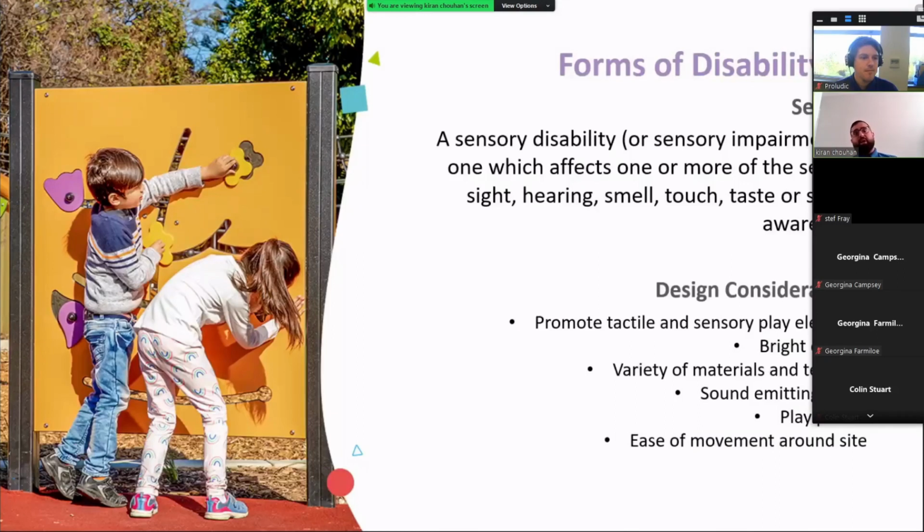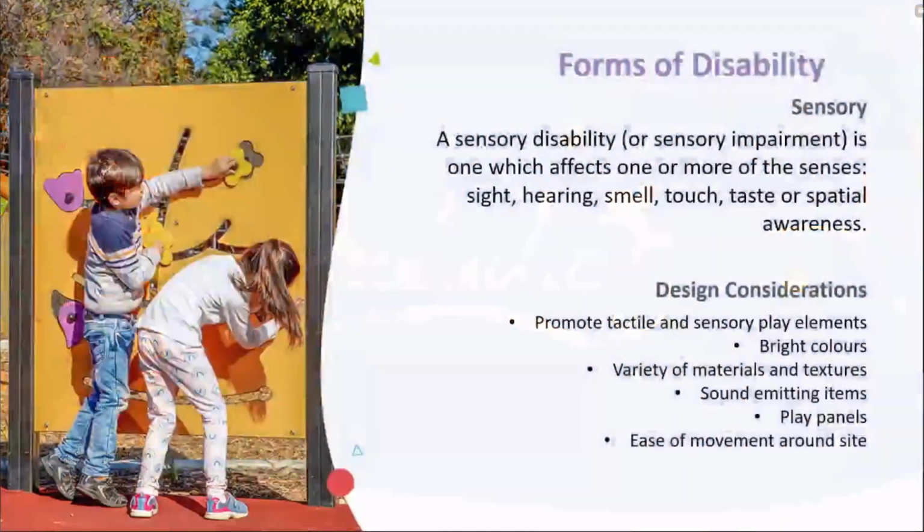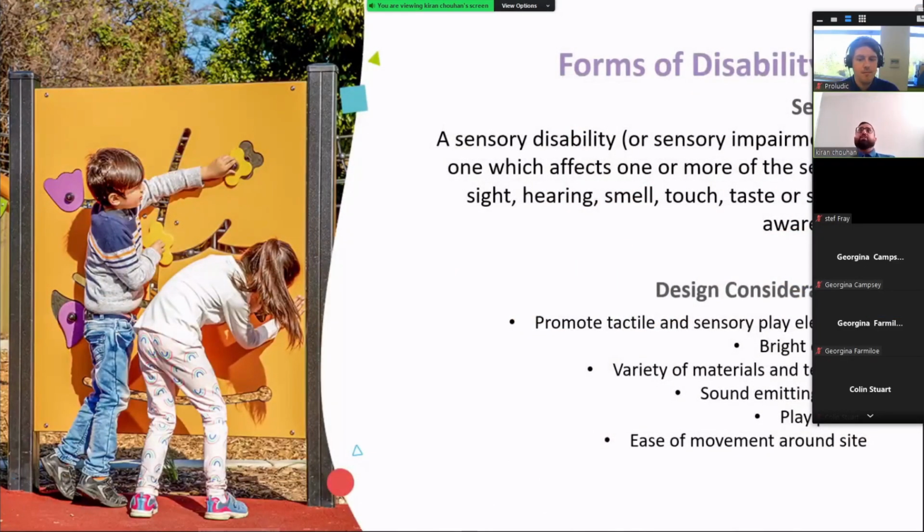We could create a sensory pathway using different materials in the ground. So you could have cobbles, you could have bricks, you could have flat, smooth textures, you could have timber, just to give a different play experience and texture when moving around the play space.